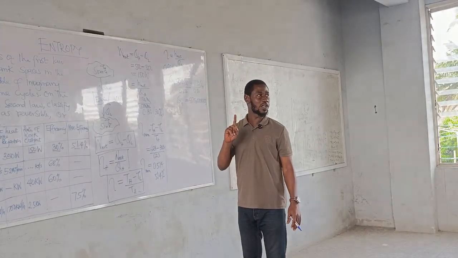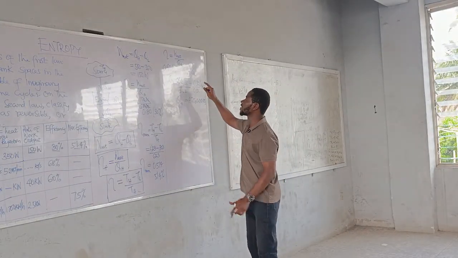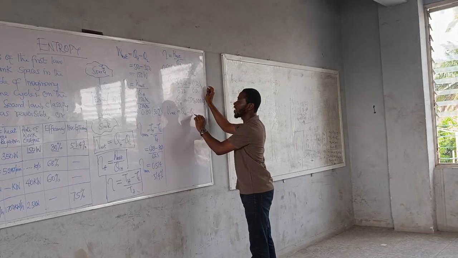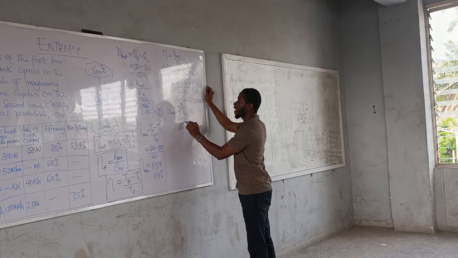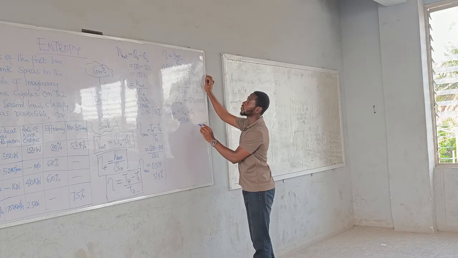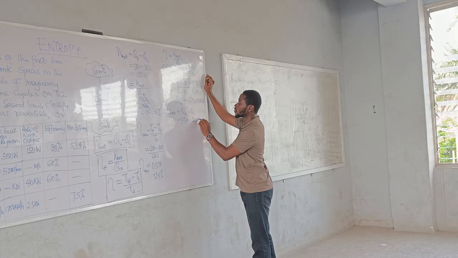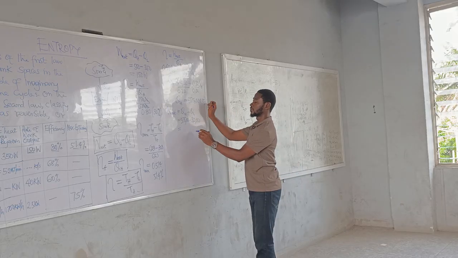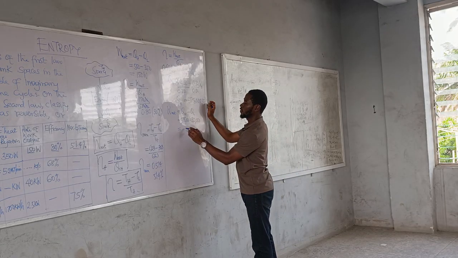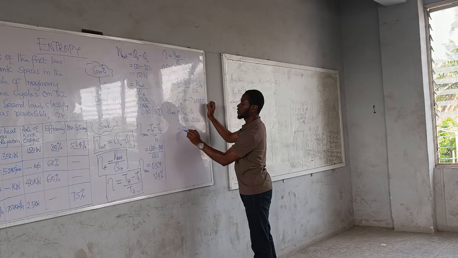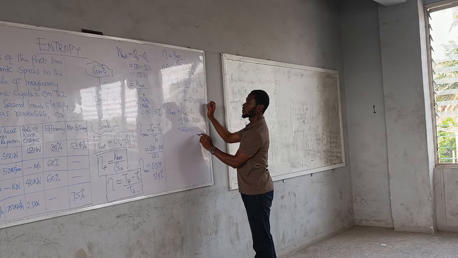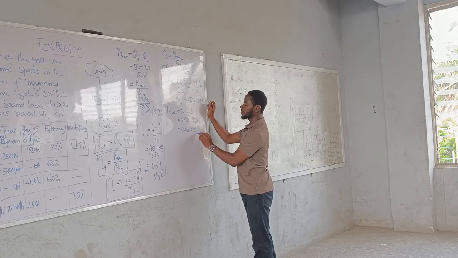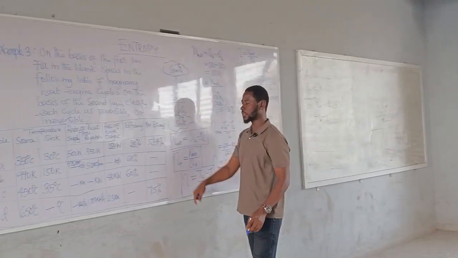The next thing is to determine the net work output. Don't forget, the net work output is QH minus QL. So QH is 975,123 minus QL, 312,123. So the answer becomes 663,123. Am I right? So the units are kilojoule per second. So substitute it into the table.